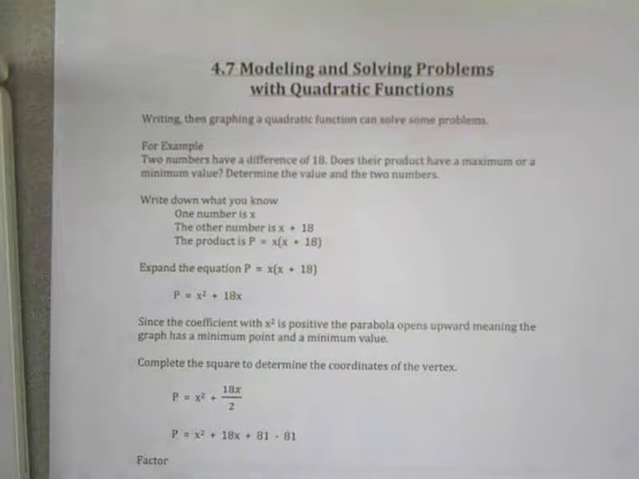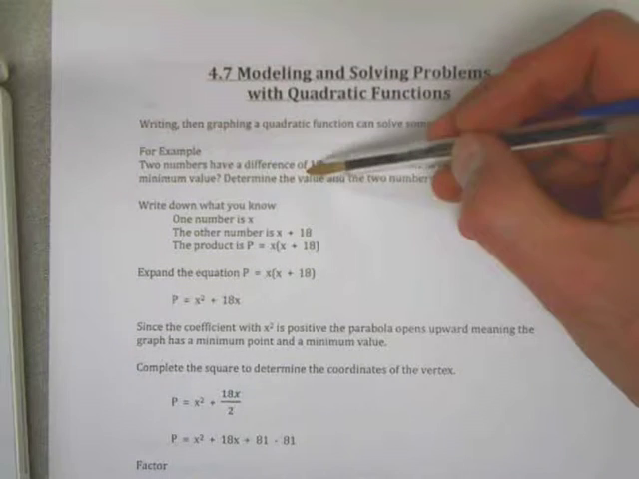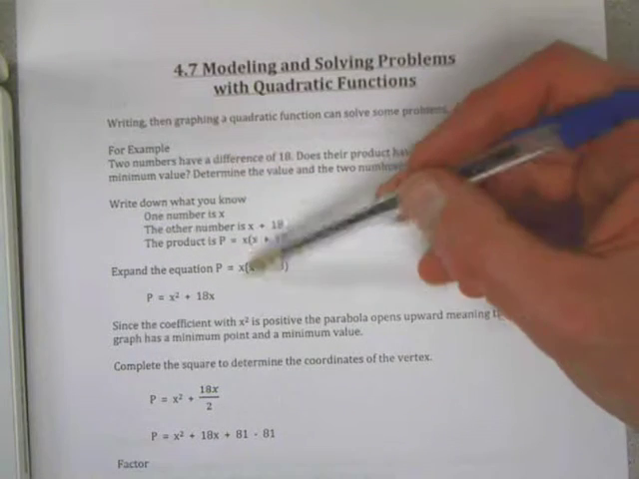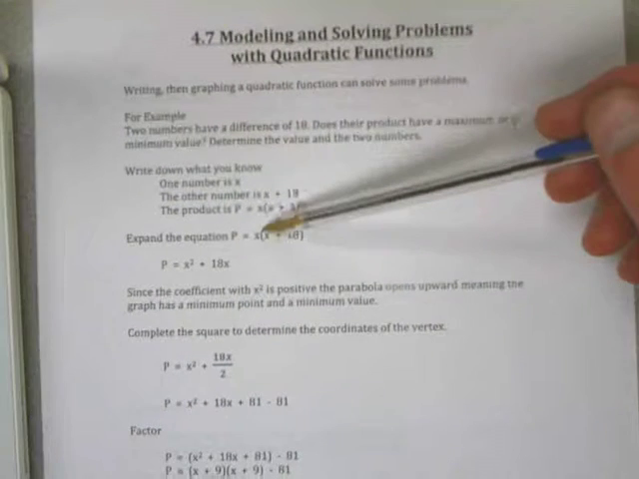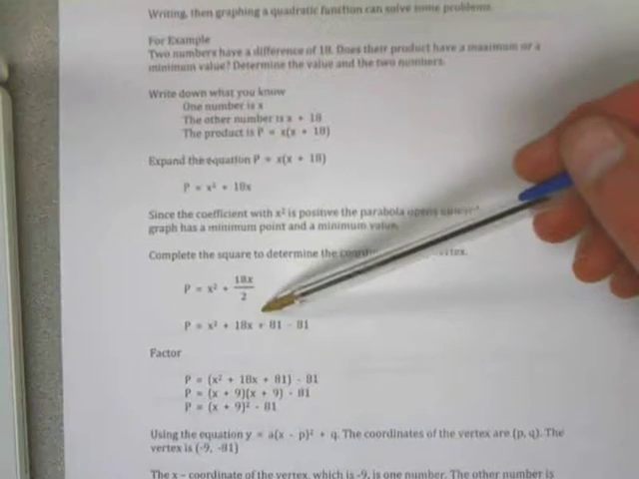Last part of chapter 7 is 4.7, which deals with modeling and solving problems with quadratic functions. So you're going to take a word problem, convert it into a quadratic function, and then solve it and get the answer from it. So once again, slowly take a look and see what happens on how you solve it.